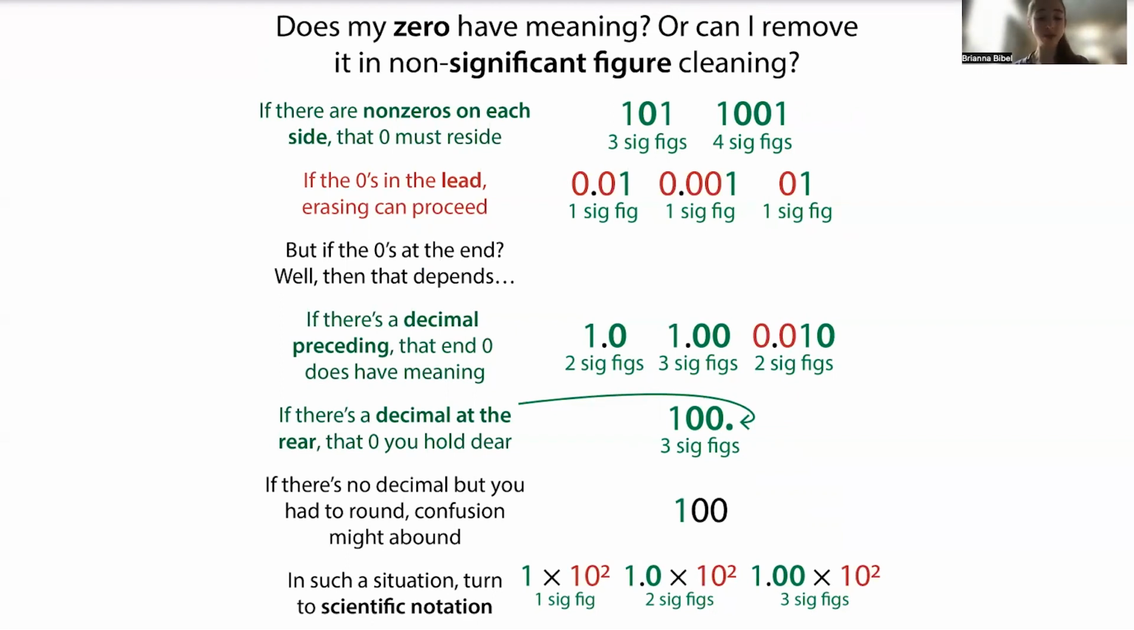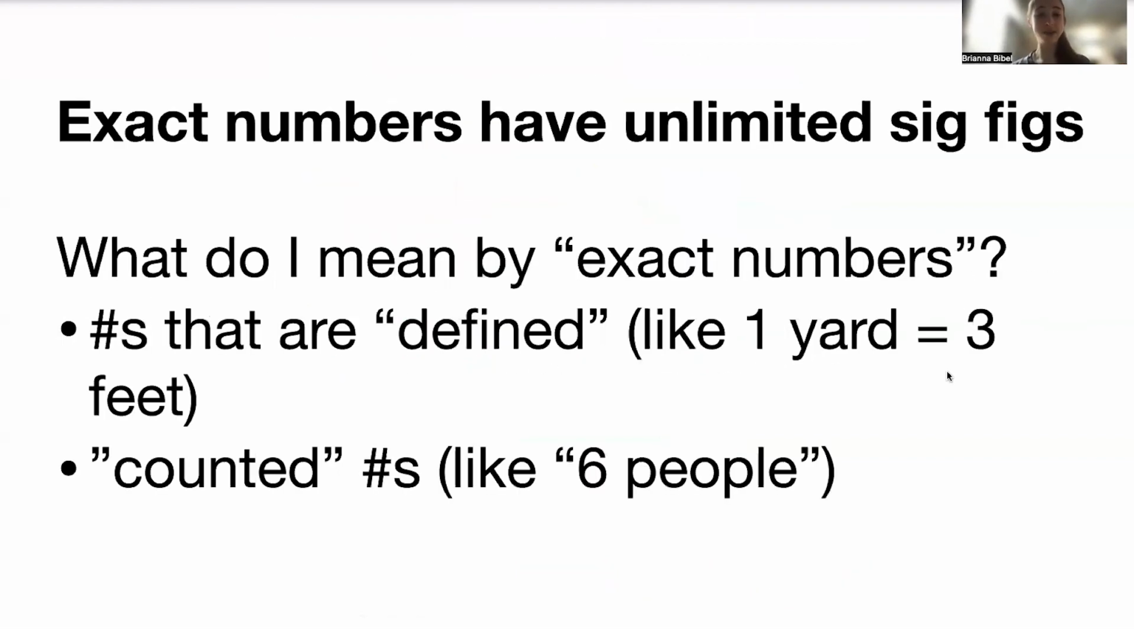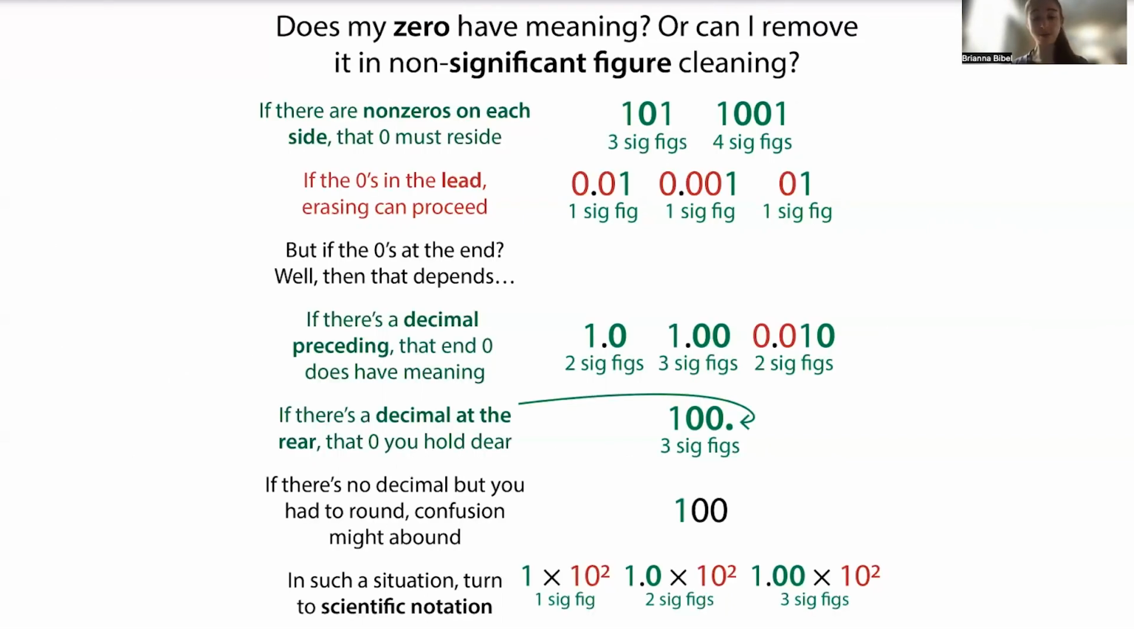And it would depend too if we're starting with exact numbers. An exact number is a number that's defined, like a yard is 3 feet, or something that's counted, like there are 6 people. So no matter what a TV title might tell you, you can't really have 2.5 men. Instead, we would have a counted value, you would have 3 men. In those cases, you have an unlimited number of sig figs, and they're not going to dictate how many sig figs your final number has.